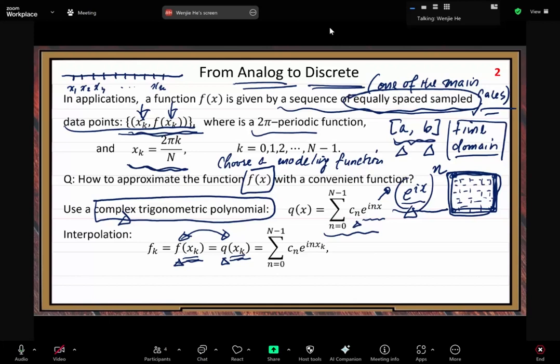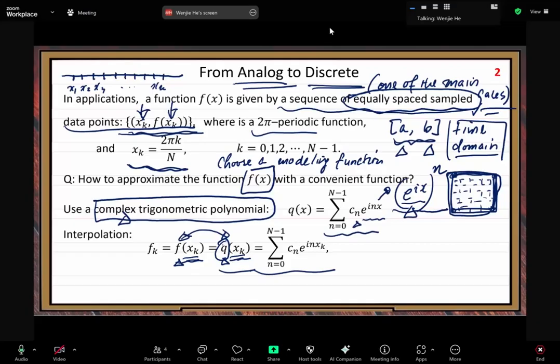So the q function, because we never know the original f function, the best thing we can do is use some nice, convenient q function, the complex trigonometric polynomial, to model the original function. And we hope the result is good enough. That's our hope when we solve real-world problems. Then now we need to determine this q function. We haven't determined the q function.